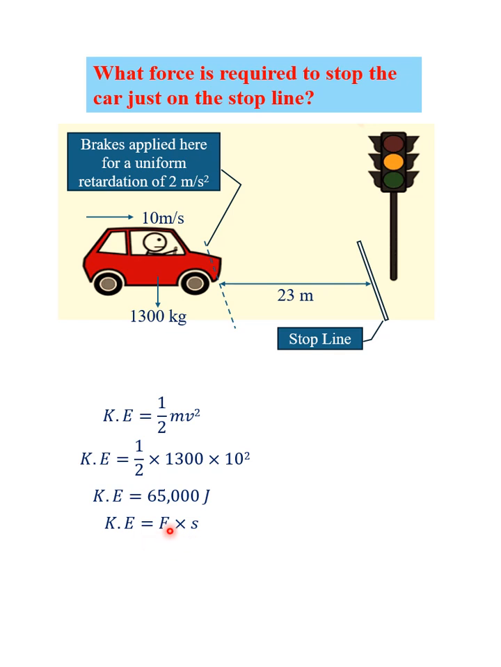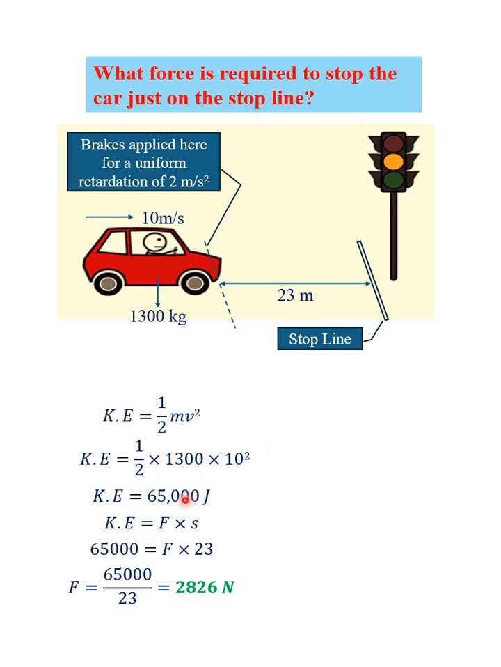So if we put in the values, the kinetic energy we just calculated is 65,000, and that is equal to the force we are looking for times 23, which is the distance over which we want this car to stop. If we want to calculate force F, we have to divide both sides by 23, therefore making F the subject of the formula. And if we do just that, F will be equal to 65,000 divided by 23, which brings us to 2,826 Newtons. This is the amount of force that is required to actually brake this car in a distance of 23 meters for it to stop on the stop line.